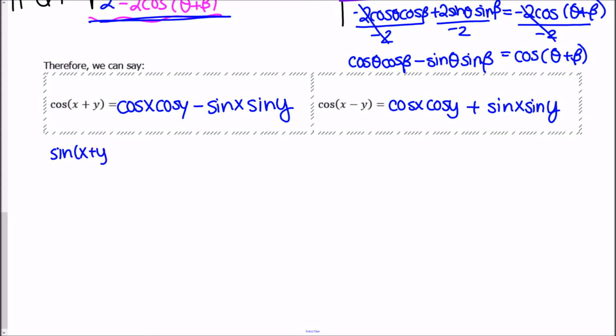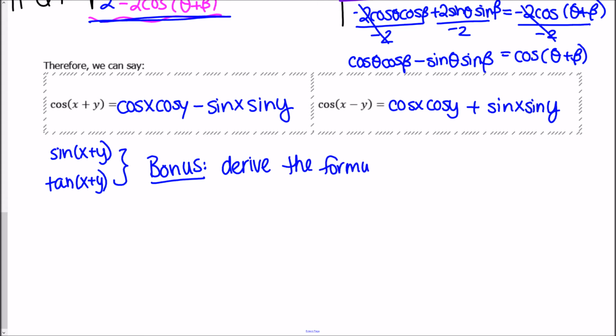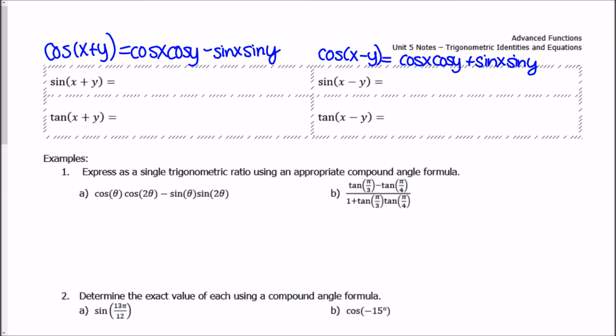Okay? Now, if we were to derive a formula for sine of x plus y, you don't have to write this down, but if we were to derive a formula for sine of x plus y and tangent of x plus y, this video would probably be hours long. So your bonus assignment, and I'll give you guys a couple days to work on this, is derive the formula for sine of x plus y and tangent of x plus y. I'll tell you guys the formula on the next page, but I want you guys to derive a formula for it.